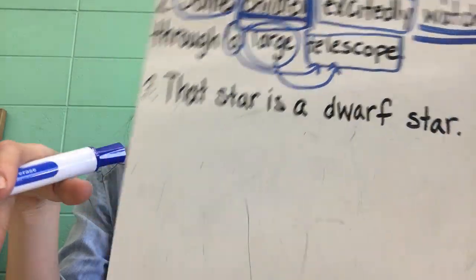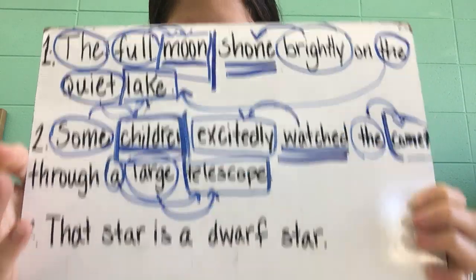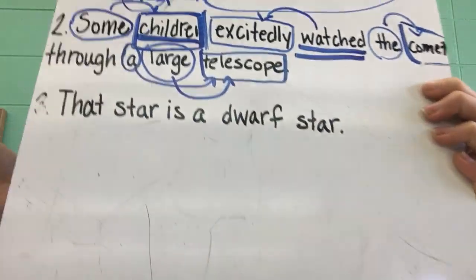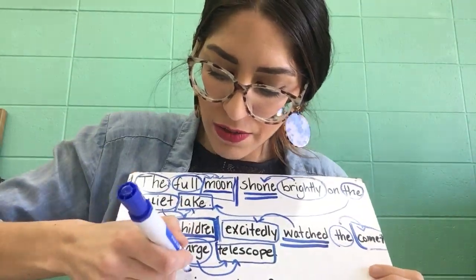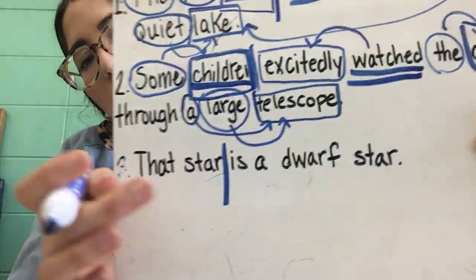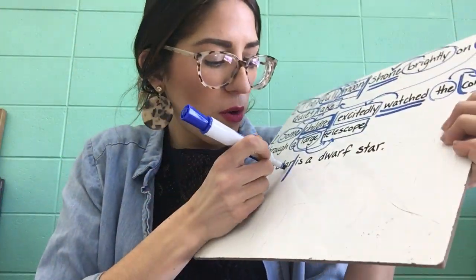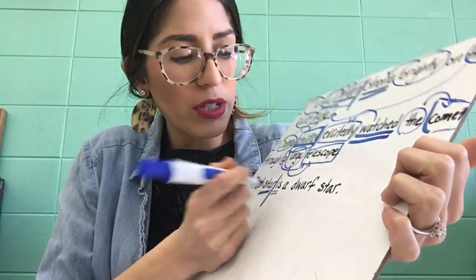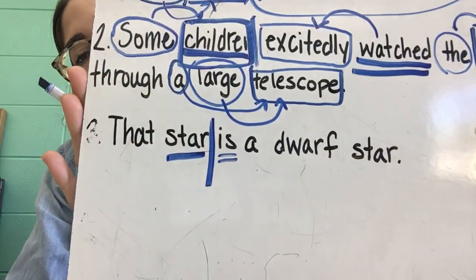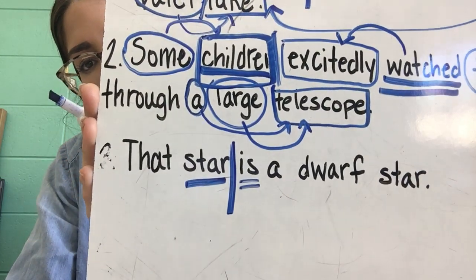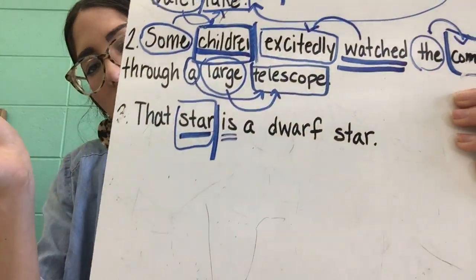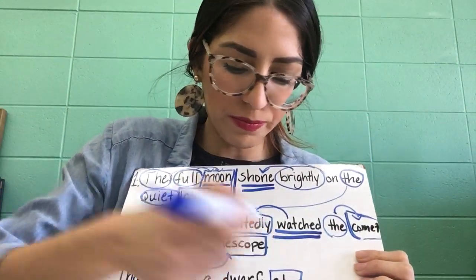Now, number 3 is super easy. It says that star is a dwarf star. So let's go ahead and divide our subject and predicate. Let's see where we can divide it. Between star and is, very good. Let's do our subject. Star, good, underline that one time. How about a verb? Is, very good, underline that 2 times. Now let's box our nouns. Good, star is one. What else? Star is another one over here too, very good.